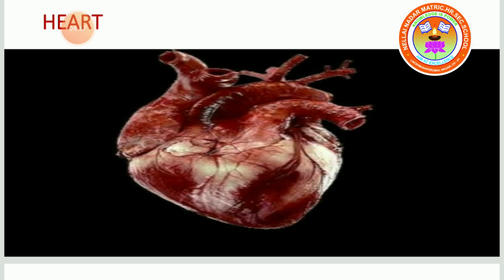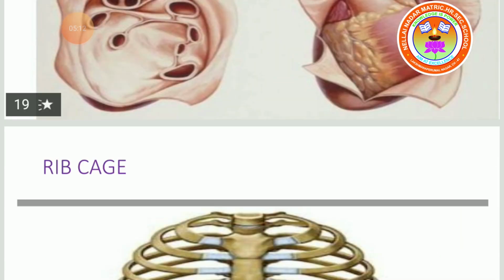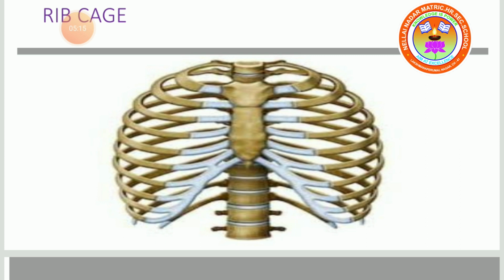The heart is one of the most vital organs of our body. A heart is a hollow muscular organ. It is somewhat conical in shape. It is covered with a double-walled membrane called the pericardium. The space between the membranes is filled with pericardial fluid. The pericardial fluid protects the heart from shock. The heart is placed inside the rib cage in between the two lungs.